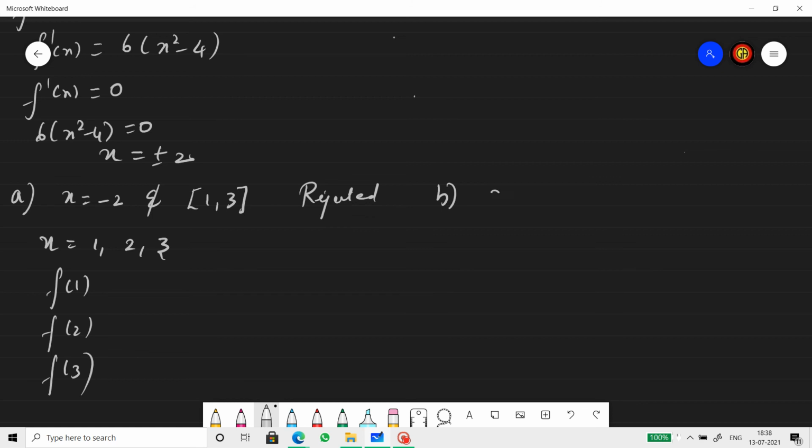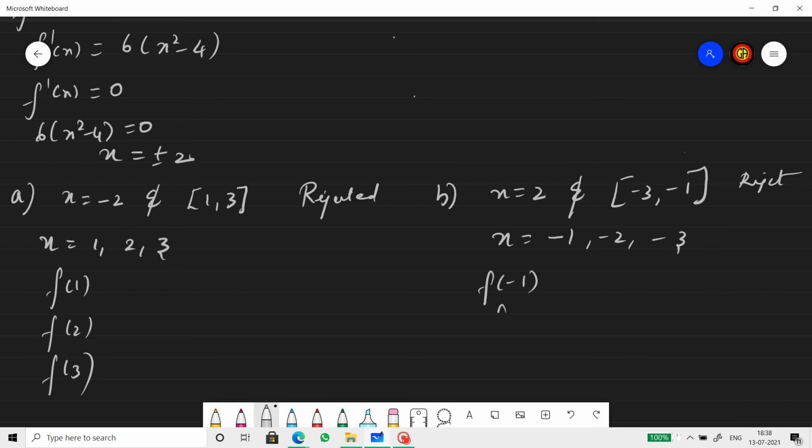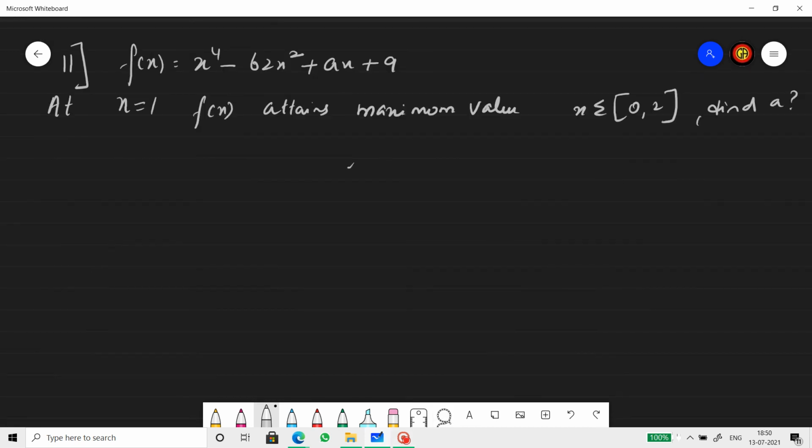For case B, x is equal to 2 does not belong to minus 3 comma minus 1. Therefore, we reject this. So possible values of x are minus 1, minus 2 and minus 3. Now find f of minus 1, f of minus 2 and f of minus 3. With this, you can see which one is the absolute maximum value and which is the absolute minimum value.